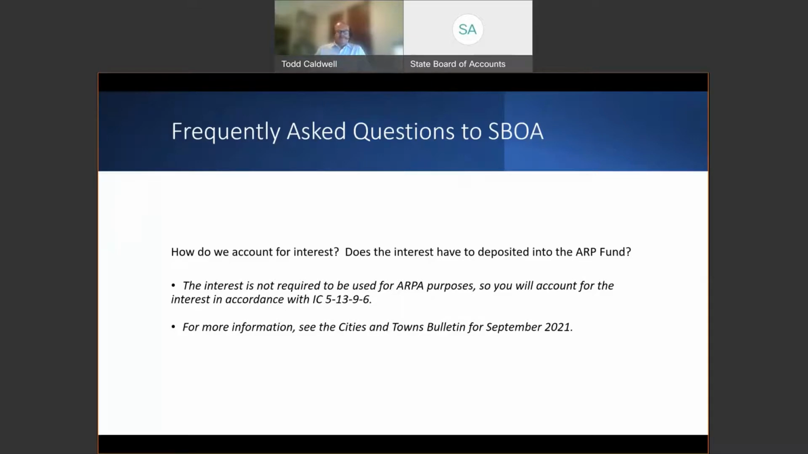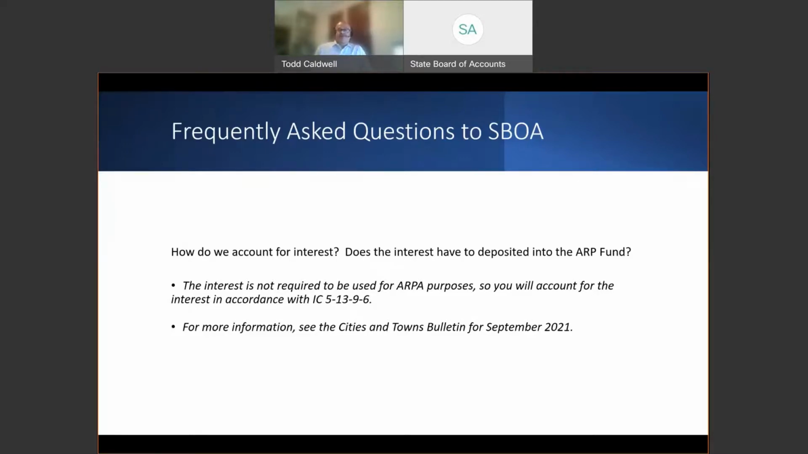There's a little bit of confusion on that. Some people heard that part, but not the second part, which was when the Treasury came out with specific guidance. And they said the interest is not required to go in the ARP fund or to be used for ARP purposes. So what you're going to want to do is account for your ARP interest as you would interest prior to even having the ARP fund. Most places that's probably depositing it or receiving it into your general fund.